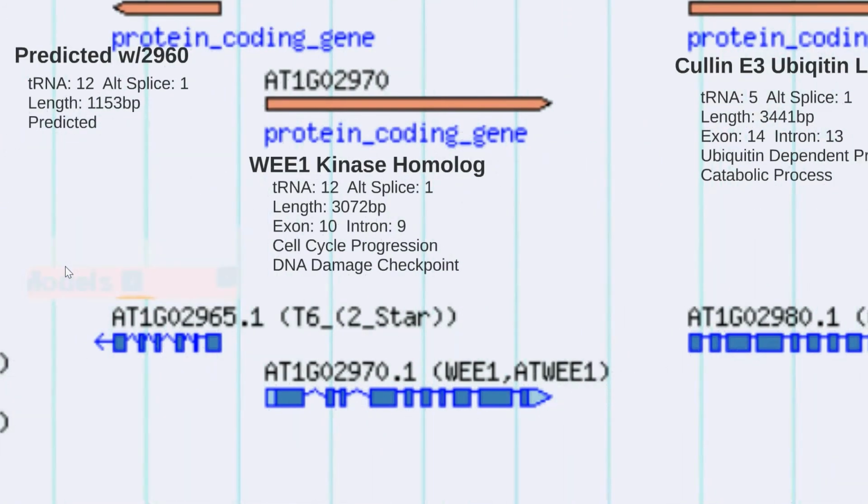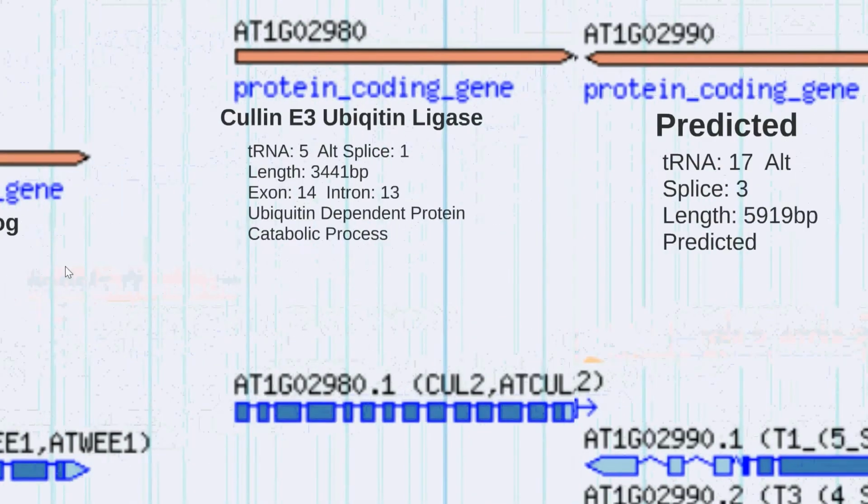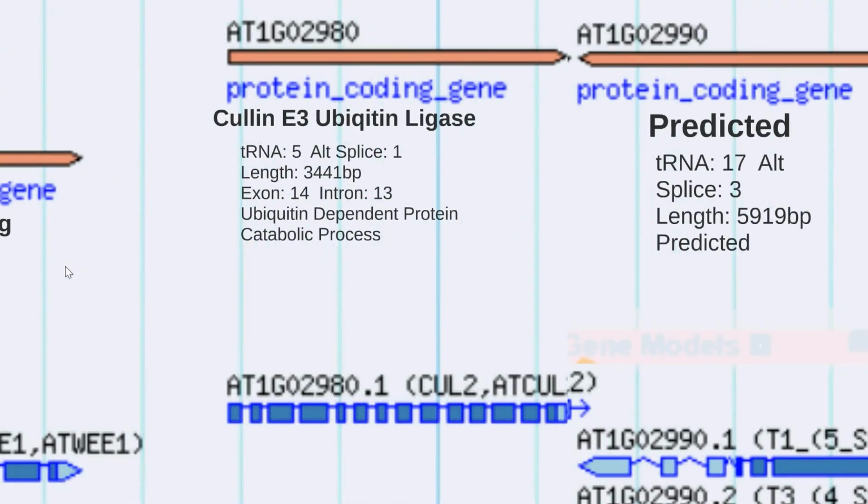Gene 2970 is a Wee1 kinase homolog. It's involved in cell cycle progression, serving as a DNA damage checkpoint, preventing mutations that are unfavorable or damaged chromosomes from being inherited in the next generation. This is the second of the previously discussed cluster of 2 ubiquitin ligases.